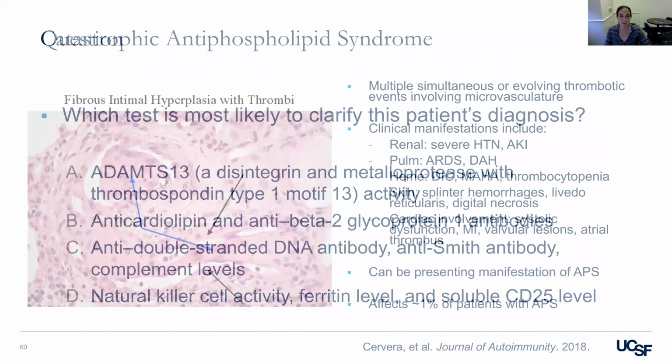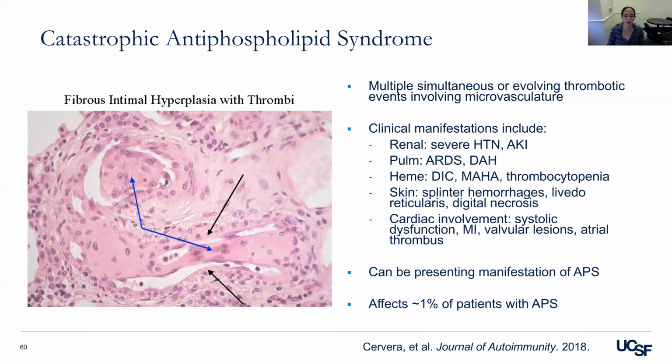So this is a patient who is presenting with clinical features that are very concerning for catastrophic antiphospholipid syndrome. This is a thrombotic microangiopathy in which we see multiple, either simultaneously or in rapid evolution, thrombotic events that involve microvasculature throughout the organs in the body. And the clinical manifestations vary significantly.